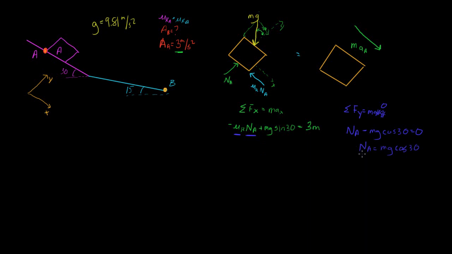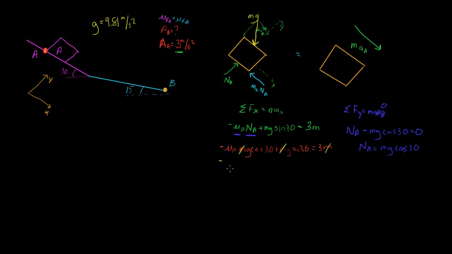Our next step, we can substitute this N_A back into our original equation. So we have minus μ_k times mg cosine of 30 plus mg times sine of 30 is equal to 3 times the mass. And if you notice, there's a mass in this part of the equation, a mass in this part, and a mass over here, so we can cancel them all out because each of our terms has a mass.